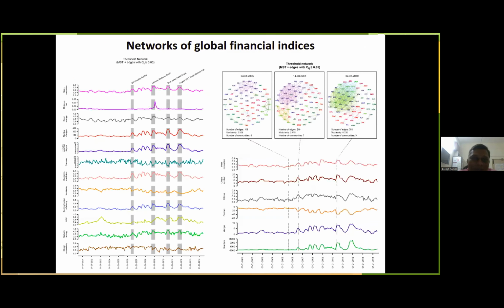We have also applied it to a network of how the global financial indices are changing. We find very similar patterns, that these curvature measures are quite useful. In particular, Forman-Ricci curvature is quite useful in predicting the different crashes and market events.